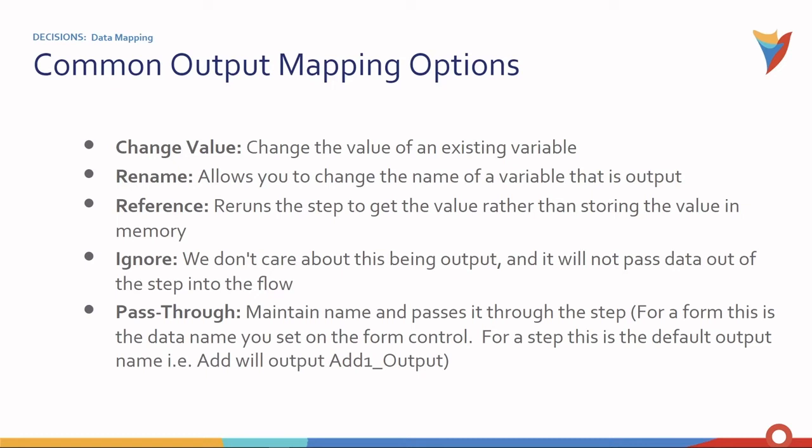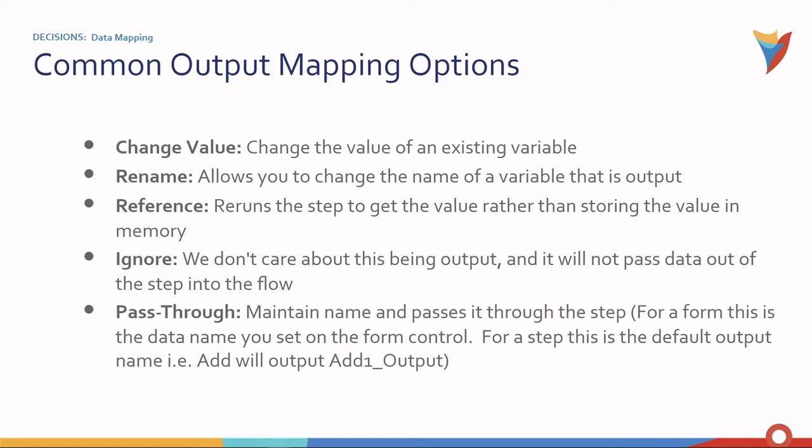Rename just allows you to change the name of a variable that is output. Reference reruns the step to get the value rather than storing the value in memory. That one is not so commonly used, but it is available for you to use on your outputs. Ignore, just like we have on the input, on the output: we don't care about this being output. It will not pass data out of the step into the flow.